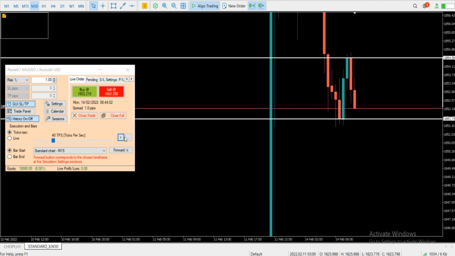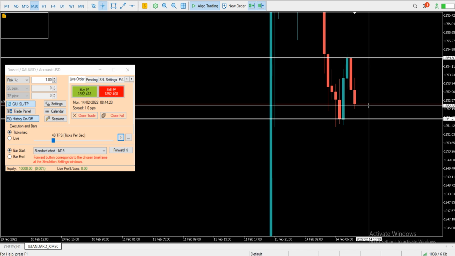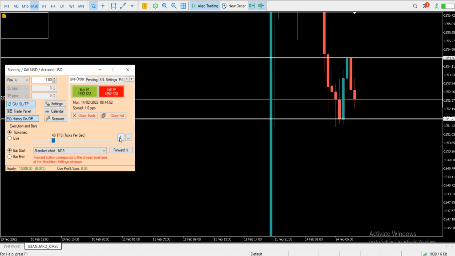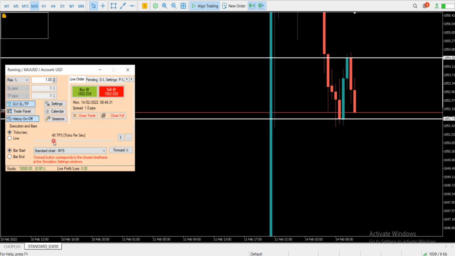Okay, we are pushing down, but I'm not going to enter this trade because how many pips do we have till this support? Just 6 pips, nothing. It's nothing. Speed it up.